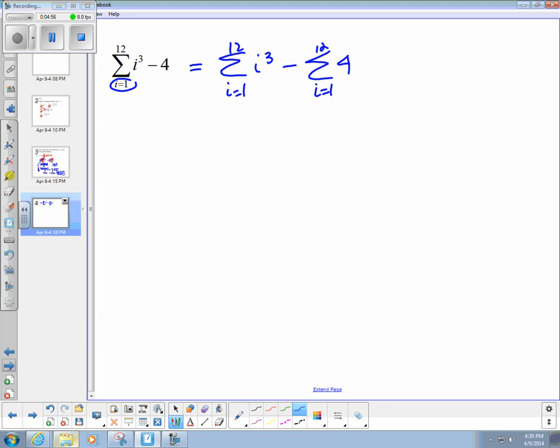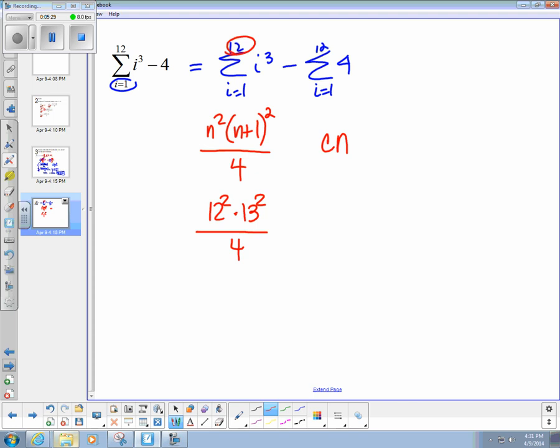Okay, so what was the formula for i cubed? The formula was n squared times n plus 1 squared divided by 4. And the formula for a constant was the constant times n. So let's plug our n into both of these formulas. So our n this time again is 12, the number at the top of the summation. So 12 squared times 12 plus 1, which is 13 squared, over 4.